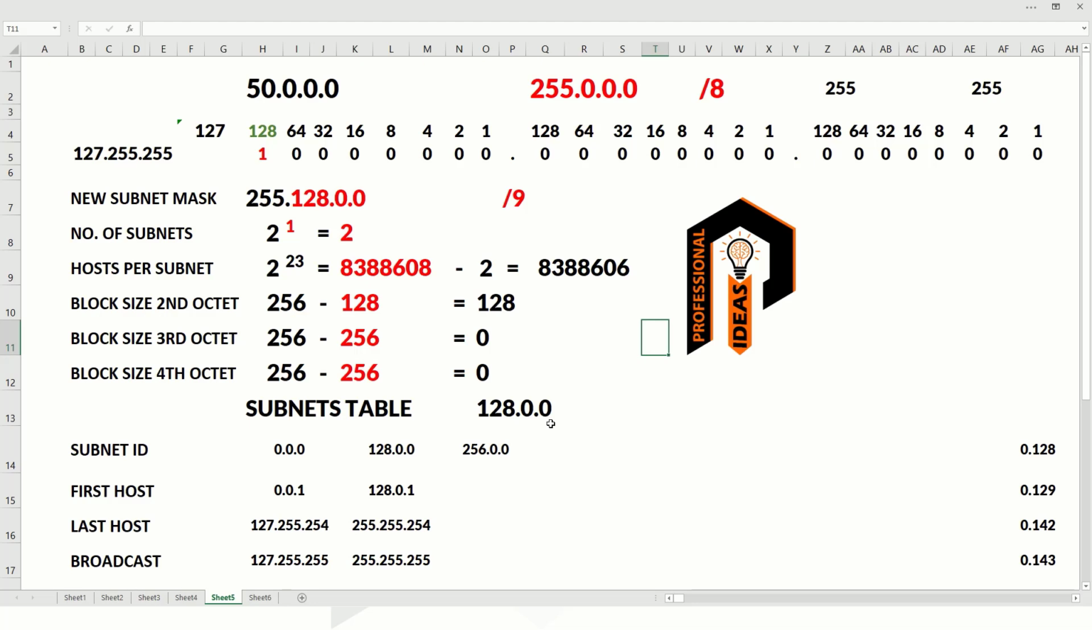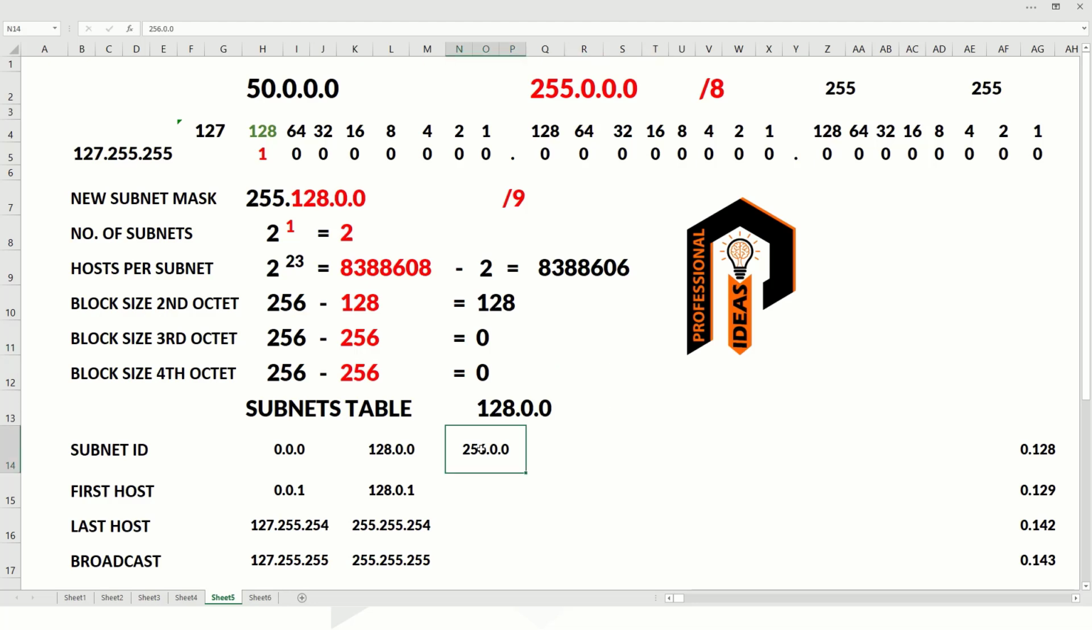Based on the values we got, let's generate our table of subnetting. The first subnetwork ID will be 0.0.0. Then we will keep adding the block size of 128.0.0 in the previous subnet ID until we get 256.0.0. But we will not include 256.0.0.